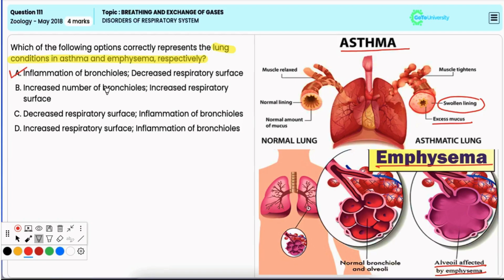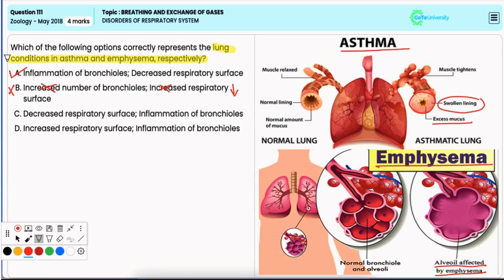Option B, increased number of bronchioles, increased respiratory surface. Now, in asthma, there is no increase in the number of bronchioles, rather, the bronchioles become inflamed and constricted. And in emphysema, the respiratory surface actually decreases due to the destruction of the alveolar walls and not an increase in the surface area. Hence, it is incorrect.